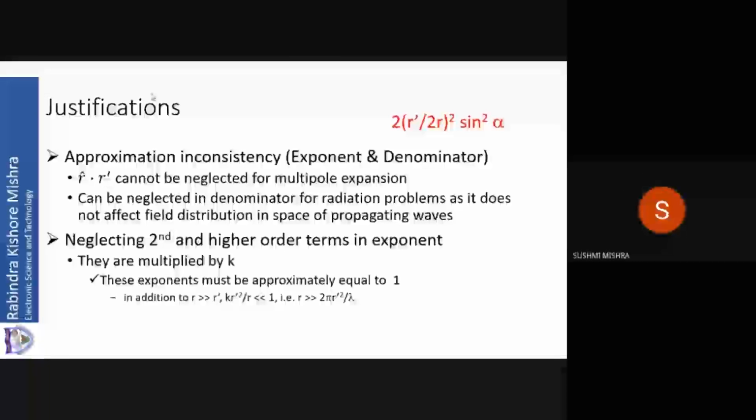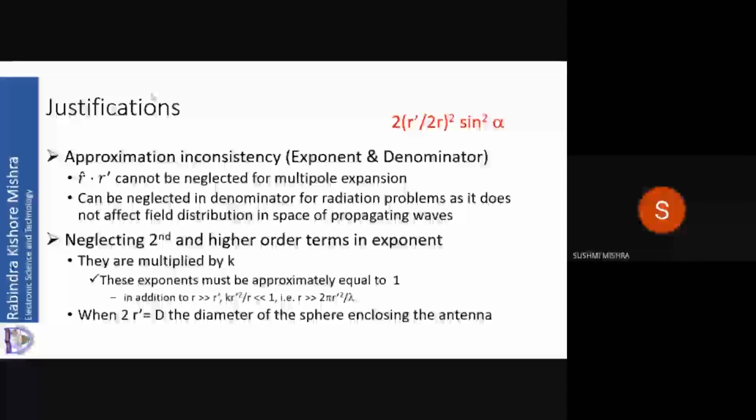So k r dash square upon r is less than 1, and k is 2 pi by lambda. If I multiply both the sides by r, then I can see that little r is much greater than 2 pi r dash square upon lambda. So this is an additional requirement for neglecting the second and higher order terms in the exponent, right? So we have two requirements now. The first requirement is r much greater than r dash for the far field. The second requirement is for the distribution of the field.